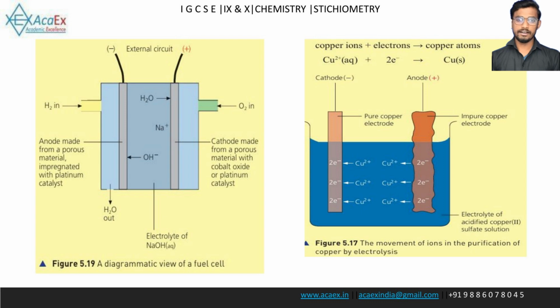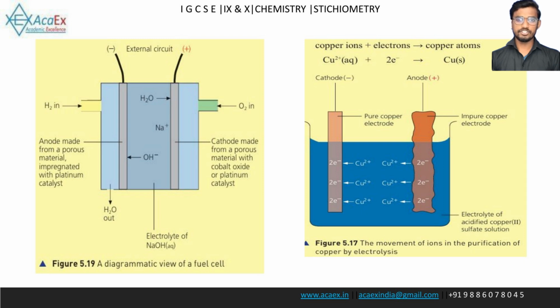The first is a diagram of a fuel cell, which uses hydrogen and oxygen as inputs, with an anode, a cathode, and an electrolyte of aqueous sodium hydroxide to generate electricity. The second diagram shows the electrolytic purification of copper. An impure copper anode dissolves, and pure copper is deposited onto the cathode.